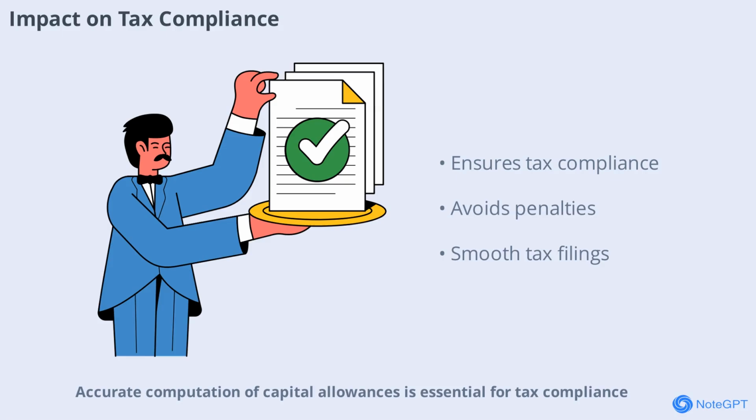Accurate computation of capital allowances is essential for tax compliance. Mistakes can lead to underpayment or overpayment of taxes, penalties, or even audits. By following the correct procedures and maintaining proper records, partnerships can ensure smooth tax filings and avoid unnecessary complications.